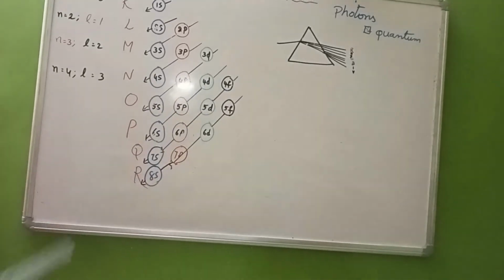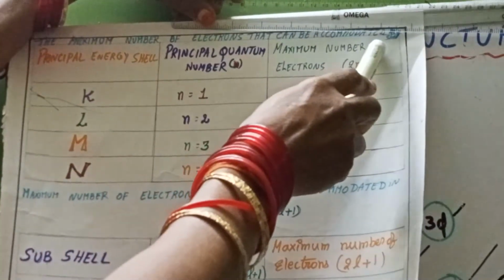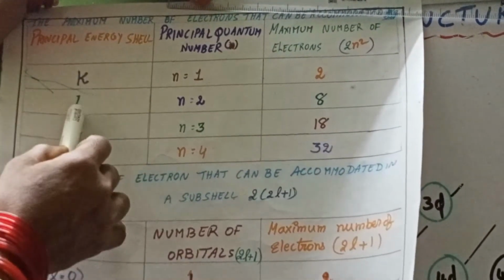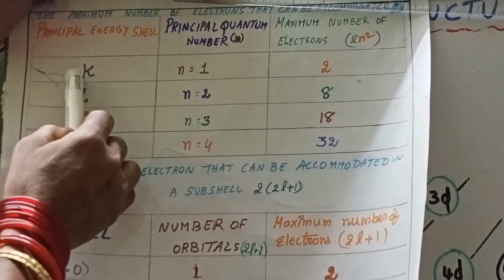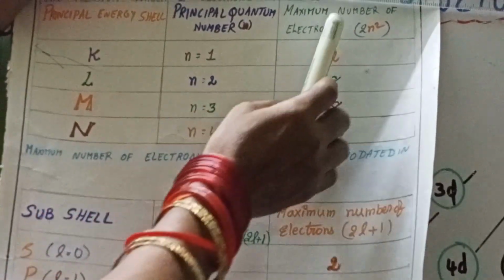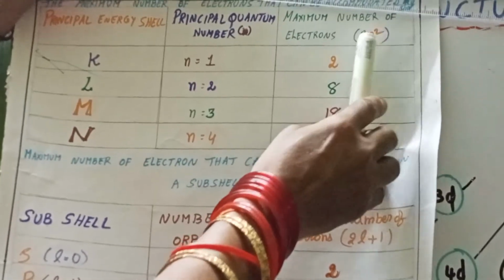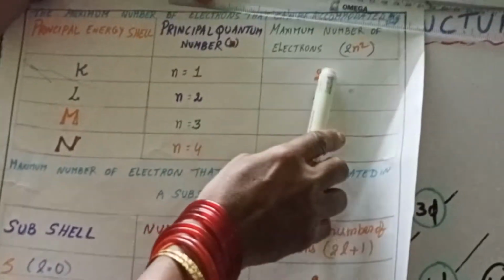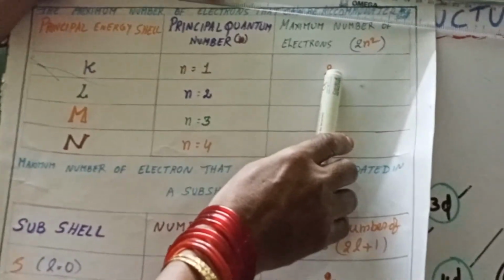Maximum number of electrons that can be accommodated in a shell. The principal energy shells are K shell, L shell, M shell, N shell. K shell is there when the n value is 1. How many electrons can be accommodated in the K shell? There is a formula for that: 2n squared. Here 2 into 1 into 1 gives 2. So K shell can accommodate only 2 electrons.